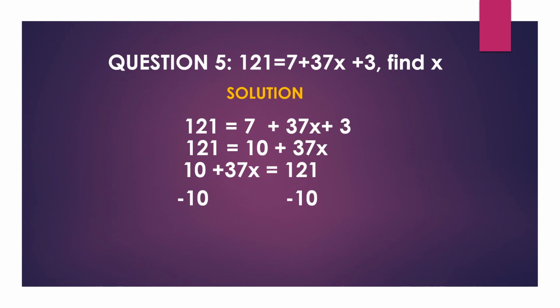Now when we do that, we now have 37x left alone at the left hand side. Then what's 121 minus 10? Who knows it? So we have 37x equals to 111. Then we divide both sides by the coefficient of x, which is 37. So x will now be free at last at the left hand side. Then what is 111 divided by 37? It is 3. So our x is equal to 3. Thank you.